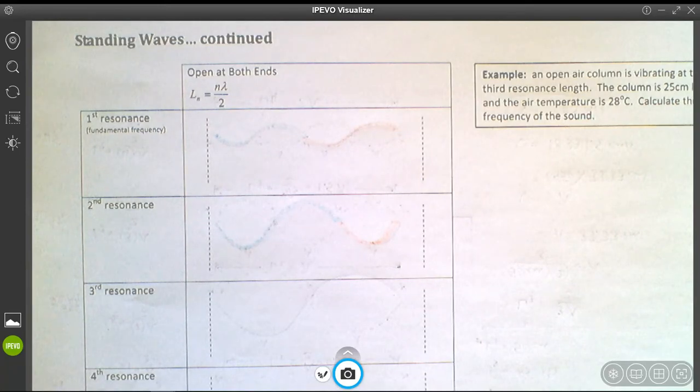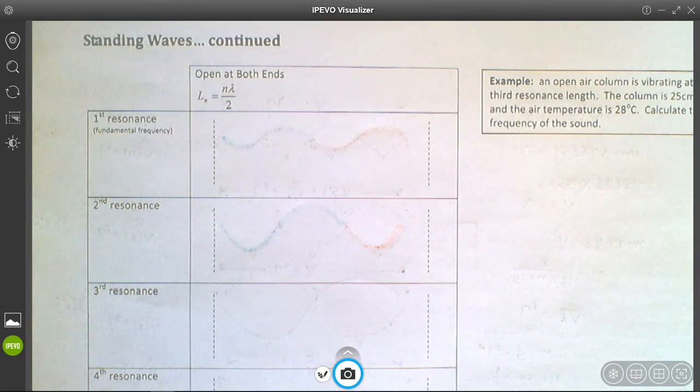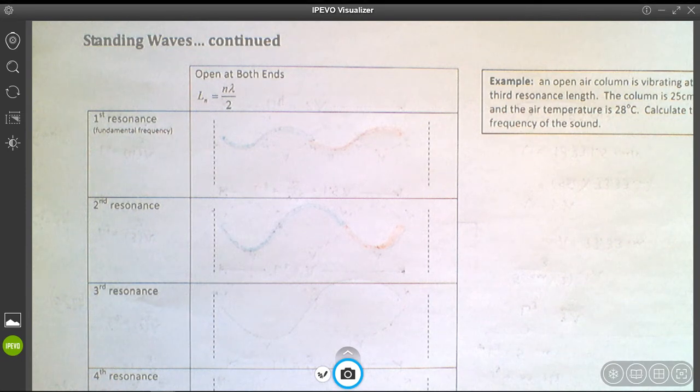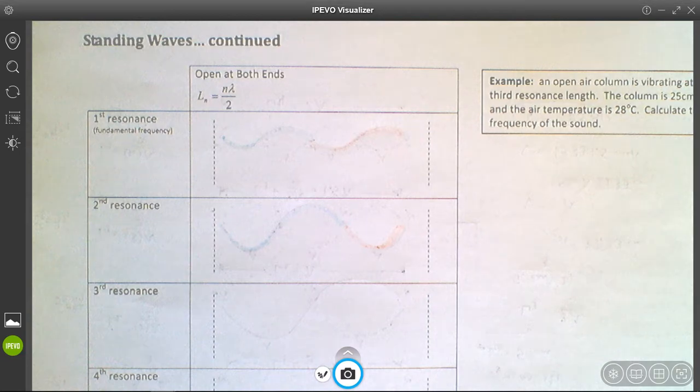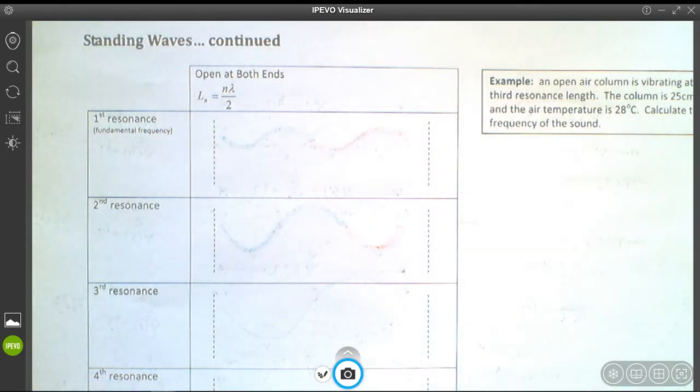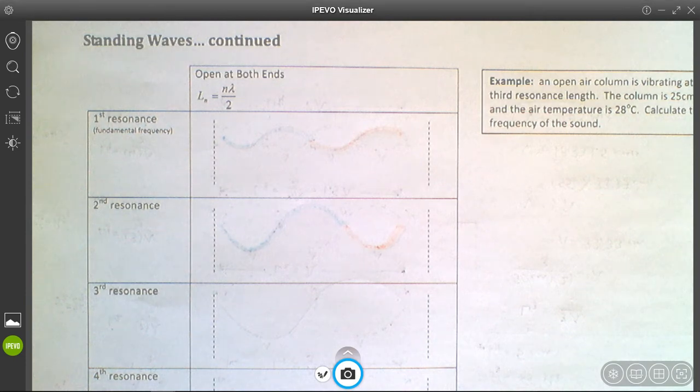Okay, in this last tutorial, we're going to look at standing waves once again, this time open at both ends. Now, in the previous examples, we saw that if a standing wave is produced and there's an open end, there's always an antinode. Well, in the case that there is an open end at both sides, you still get antinodes on both ends. Now, this is very unique.